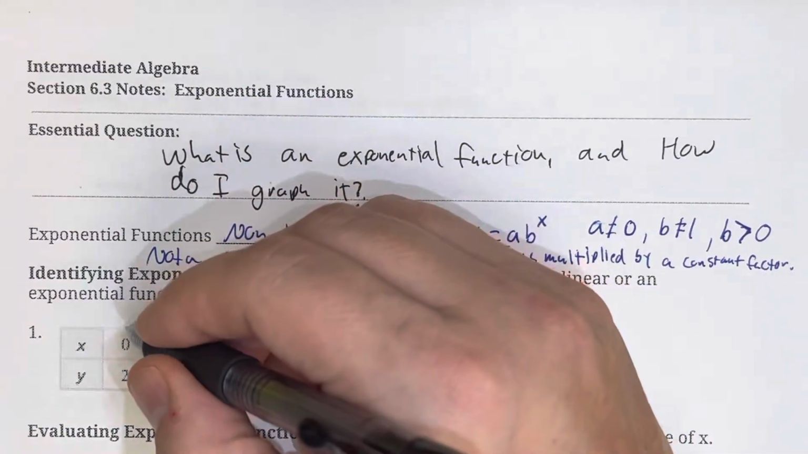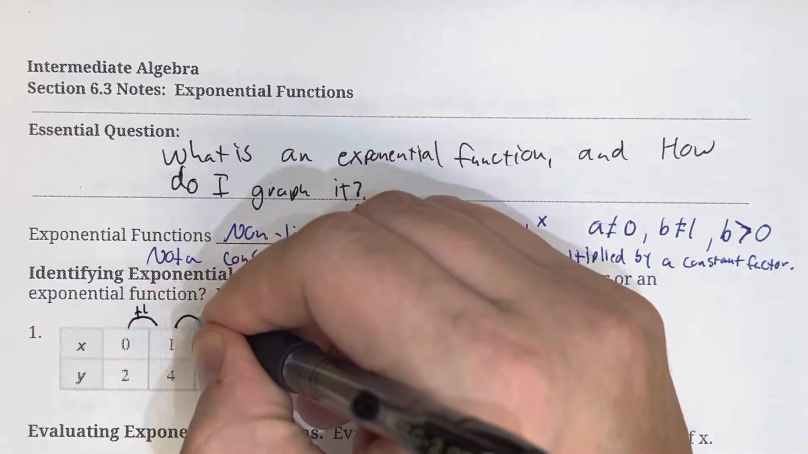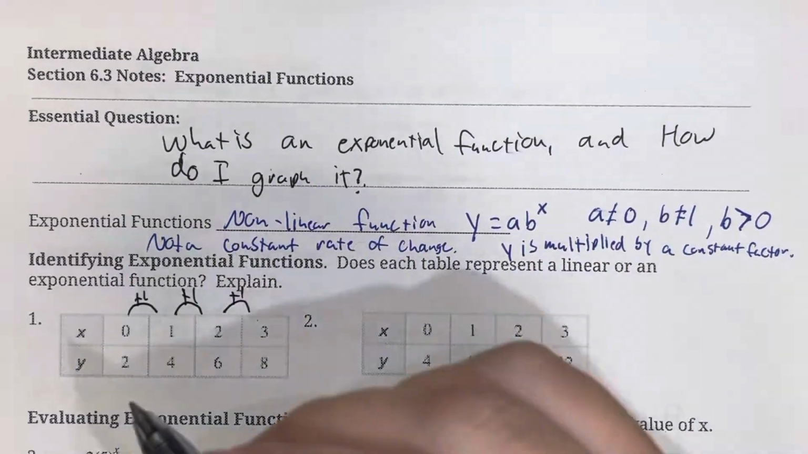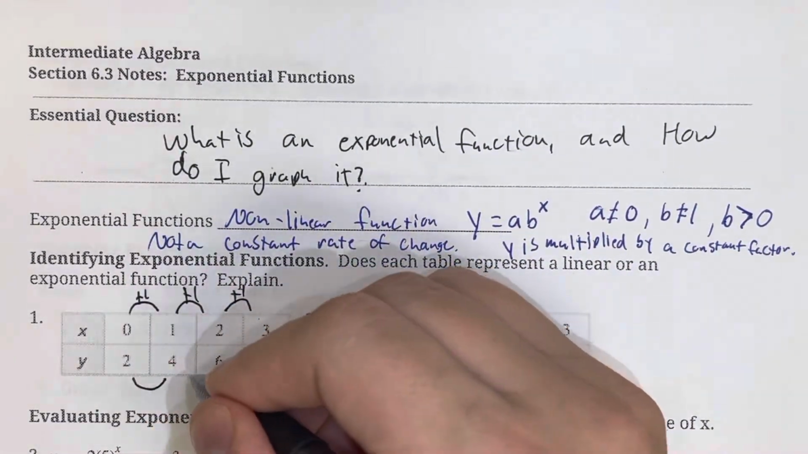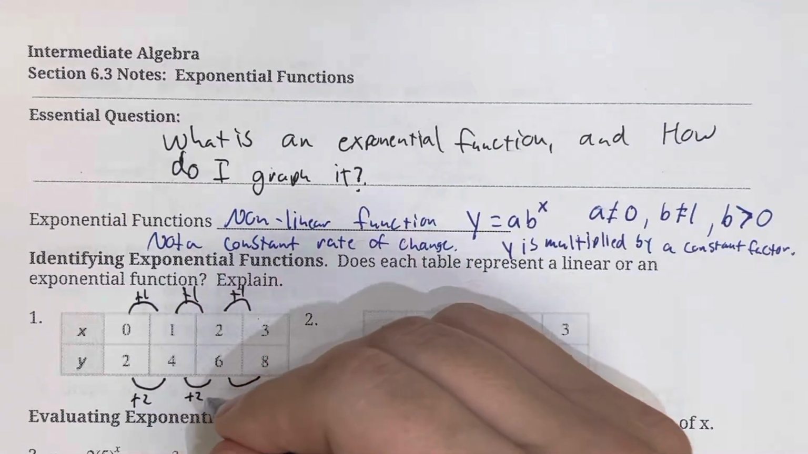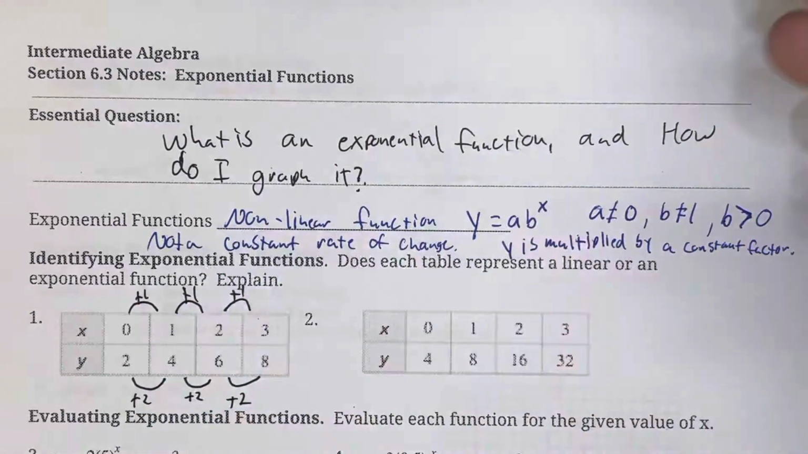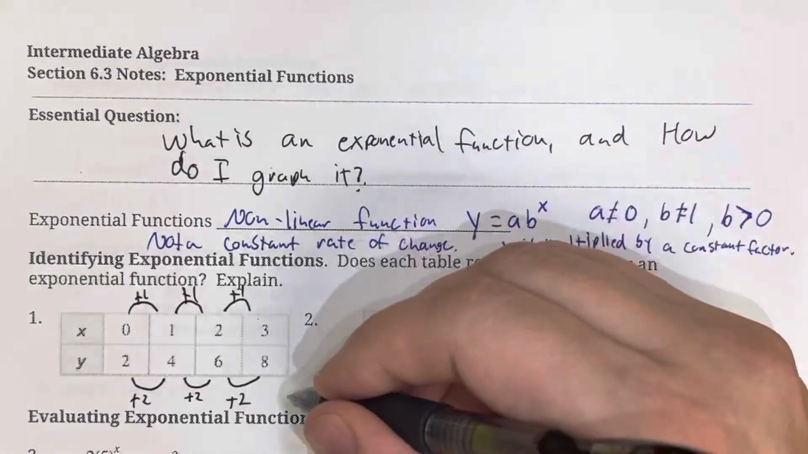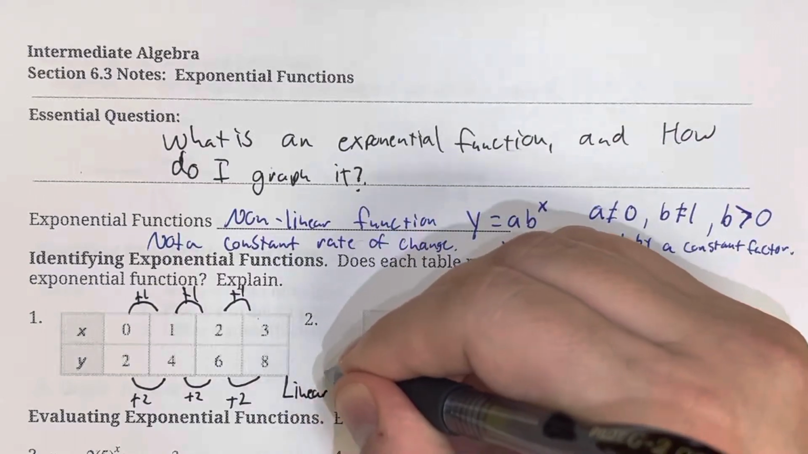So when I look here, I'm going plus 1, plus 1, plus 1. Okay, so that's increasing by 1. That's constant. Here, what's happening? Add 2, add 2, add 2. So that's constant rate of change. The slope is actually 2 over 1. So this is linear. It's constant.